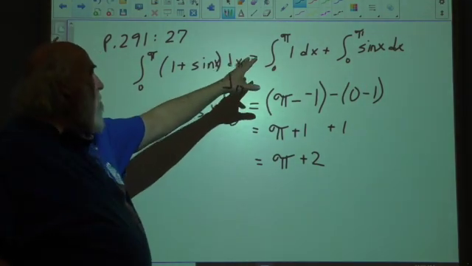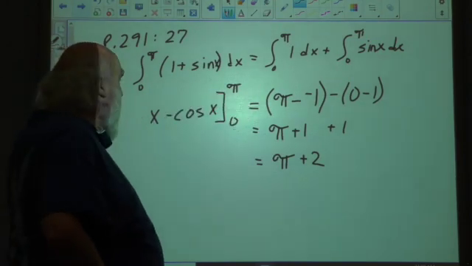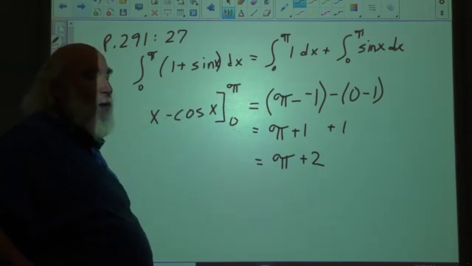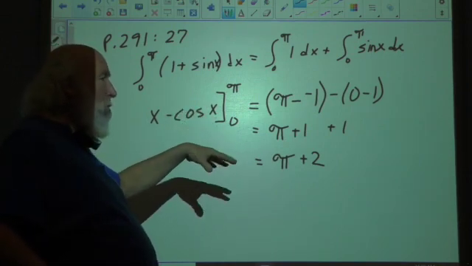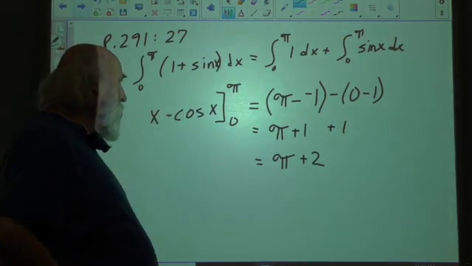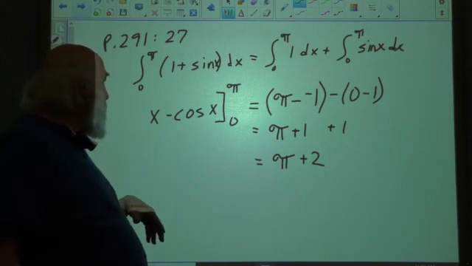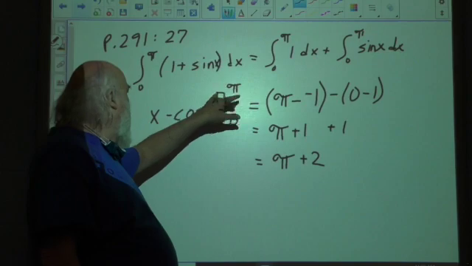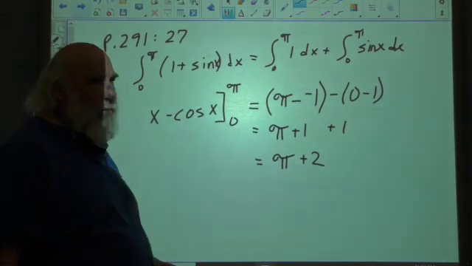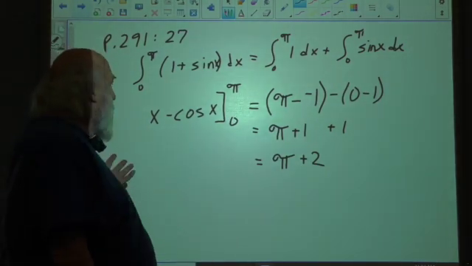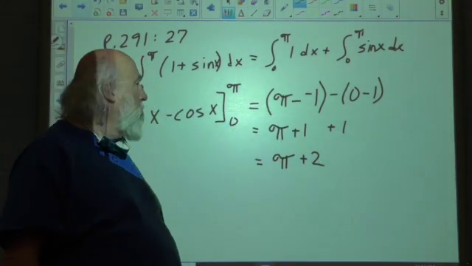The integration of 1 is just plain x, and the integration of sine x, if you don't remember, look at the chart on page 250. That is negative cosine x. That's one you probably should remember, but if you don't, it's there in the chart for you to use. So we're going to take b minus a. So b is pi. So pi minus cosine of pi. Well, cosine of pi is 180 degrees, and that is going to be a negative 1 value. So that's pi minus negative 1.